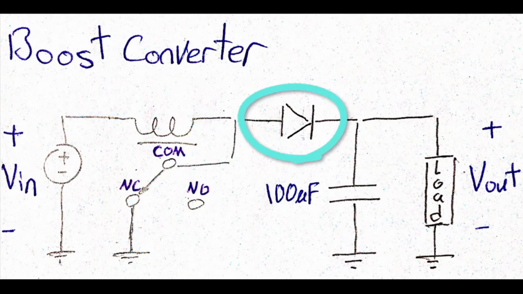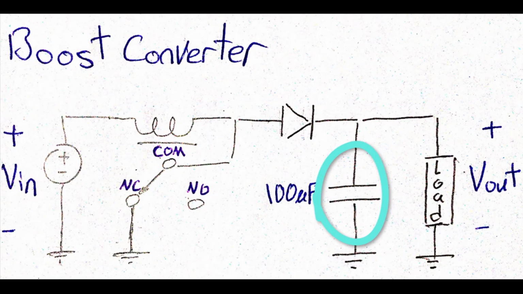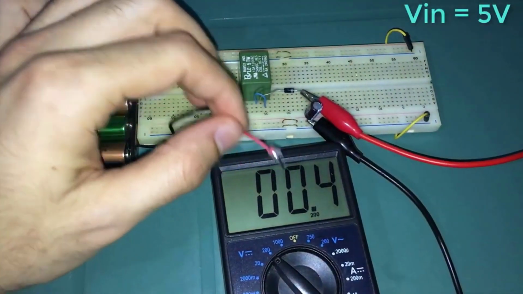The series diode will ensure that the current in the circuit will flow only in one direction, which is input to output. And the shunt capacitor will stabilize the voltage in order to have almost pure DC at the output. Now it's time to build this circuit on a breadboard and see how it works in action.